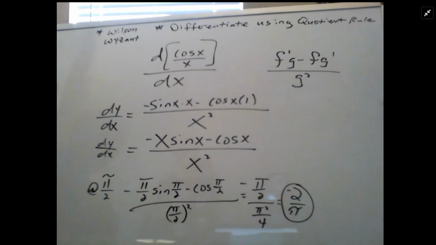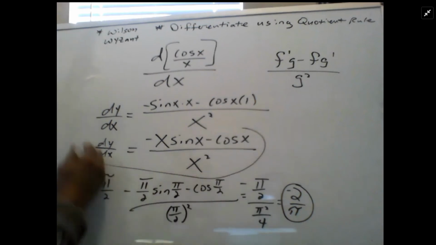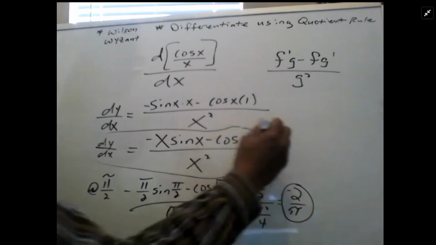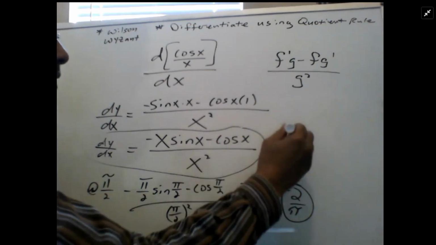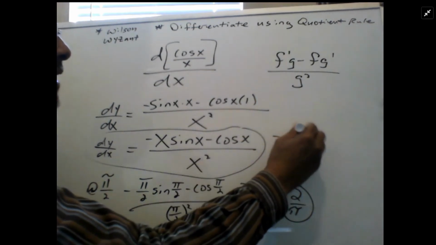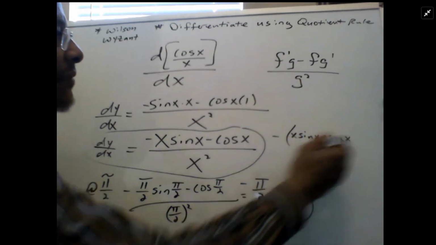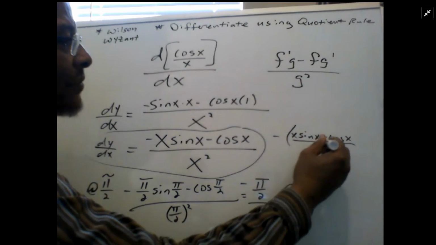trig function. But all that to say, the answer to the original question is dy dx equals negative x sine x minus cosine x over x squared. Or you could write it negative x sine x plus cosine x all over x squared.